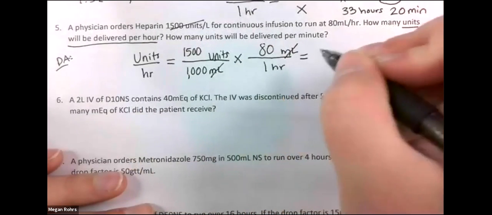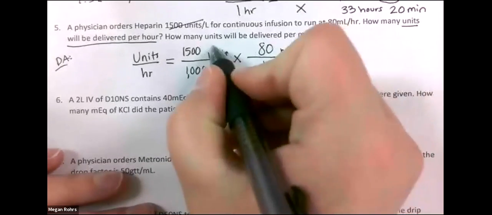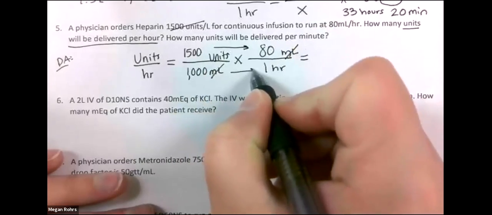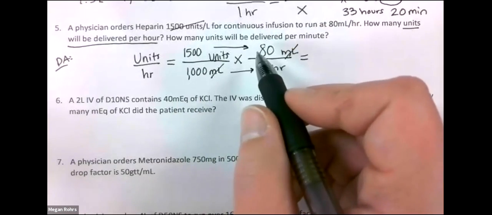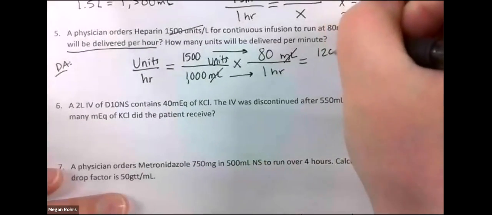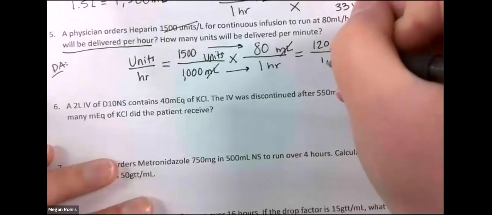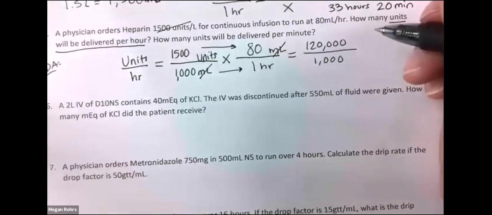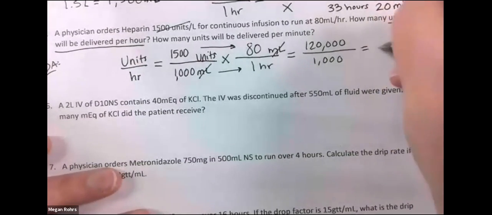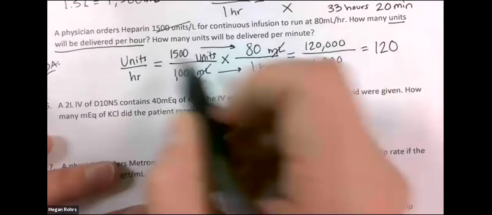So now we can go ahead and solve. So remember, when you're multiplying fractions, you multiply straight across. So I'm going to take 1,500 times 80. That gives me 120,000. And then 1,000 times 1 is just 1,000. So now I can divide here. So 120,000 divided by 1,000 gives me 120. And my units here are units per hour.